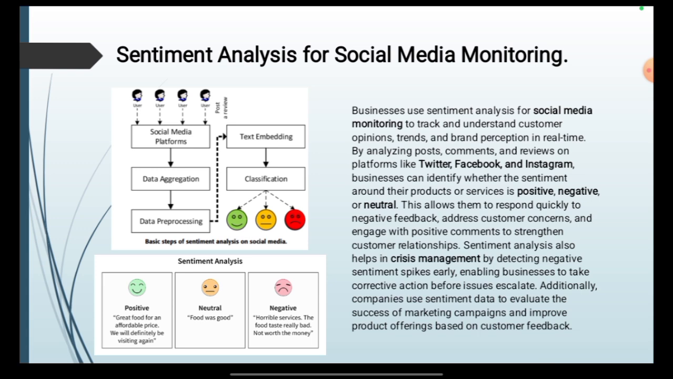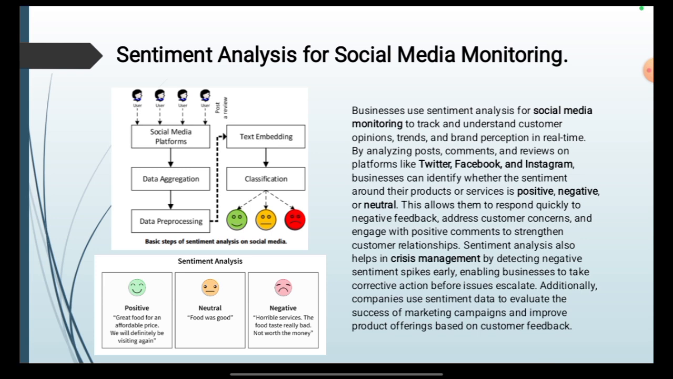It starts with user-generated content on social media platforms, followed by data aggregation and pre-processing to clean and structure the data. The pre-processed data is then converted into text embeddings, which are analyzed by a classification model to determine whether the sentiment is positive, neutral, or negative.